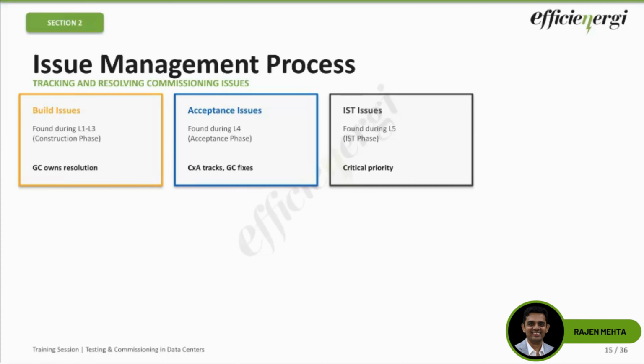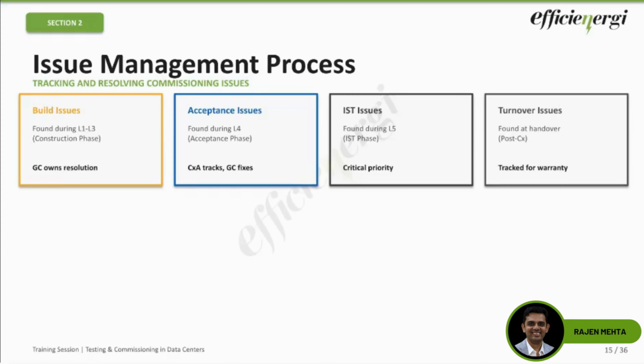Then the IST issues. These are very critical. They affect the whole facility. इसलिए बहुत fast resolution चाहिए होता है. Generator sync नहीं हो रहा है properly, transfer fail हो रहा है. All of that make this a very critical issue and immediate resolution is required. And the last are called turnover issues, which happen at, during, or after handover. These are tracked for warranty claims. So ideally speaking, ज़्यादा नहीं मिलने चाहिए, if the commissioning has been done well.